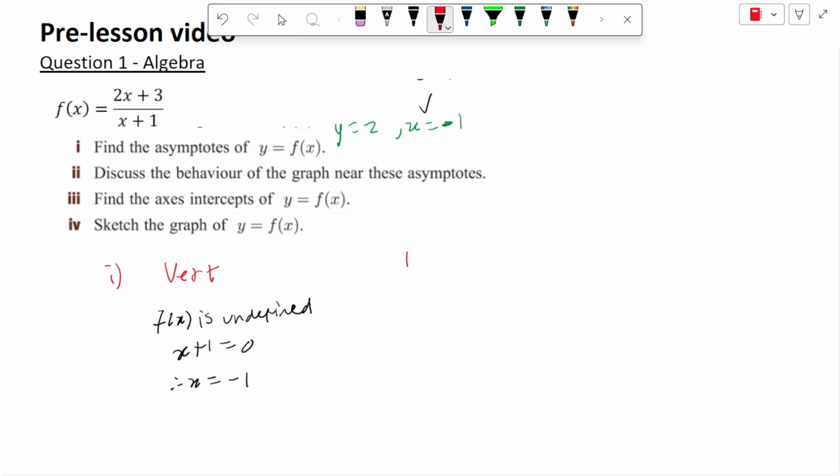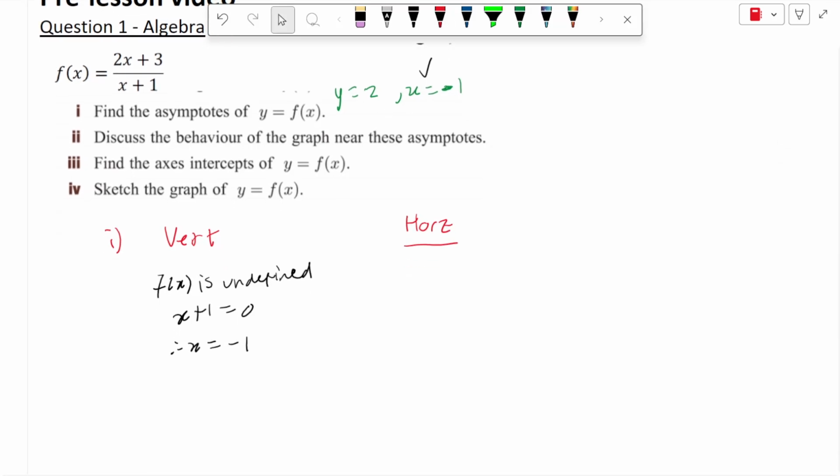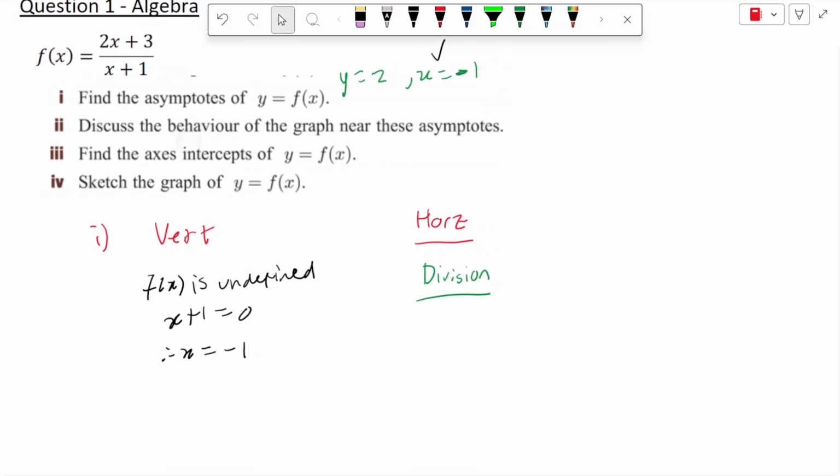The horizontal asymptotes are a lot trickier to find. So there's sort of two methods you can use. I'm going to recommend polynomial division, as long as you're comfortable with doing that, because if these get any more complicated than linear functions, it's a little bit nasty. So we have 2x plus 3 over x plus 1, so we're going to put x plus 1 here, and we're going to put 2x plus 3 here. It's a very short division.